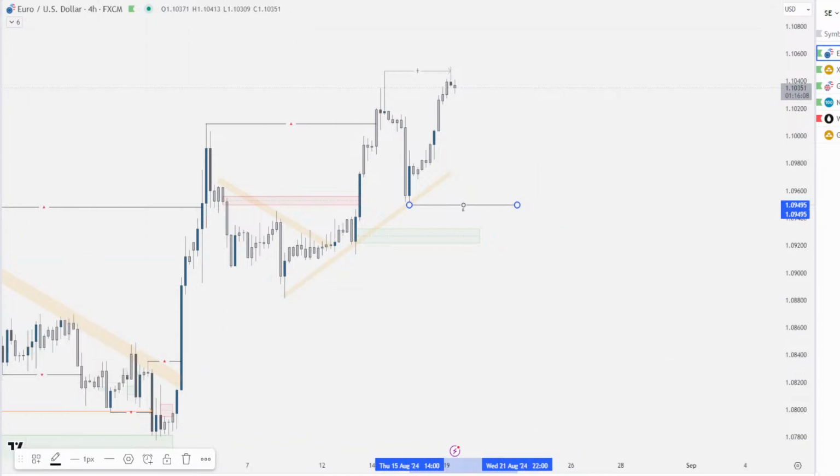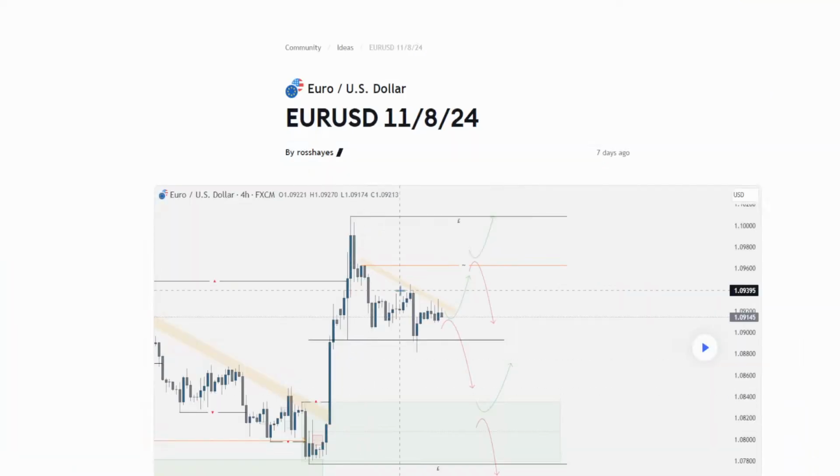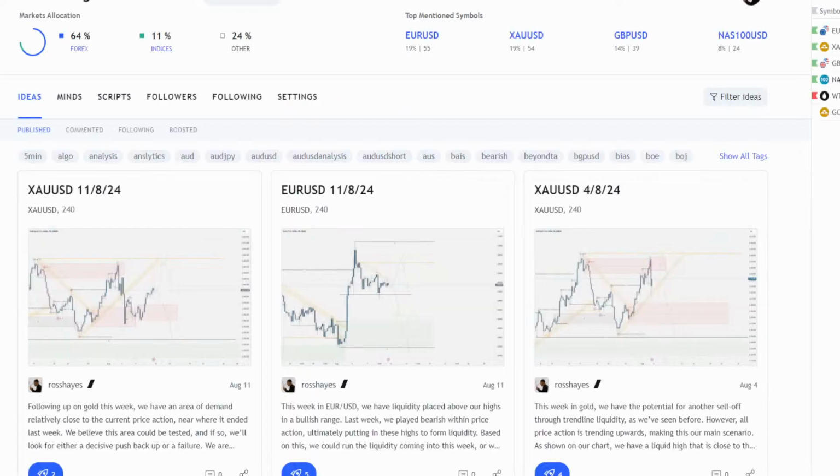And again, if you want to go back and look at these markups, for example, you're going to see the same basis. What have I done? I've defined liquidity. I've defined highs that hold liquidity. I've defined points where price may pull back to. And then continuation is the most probable idea.